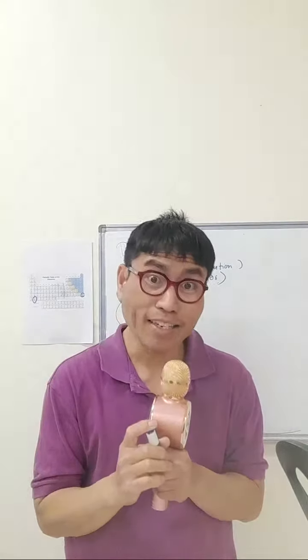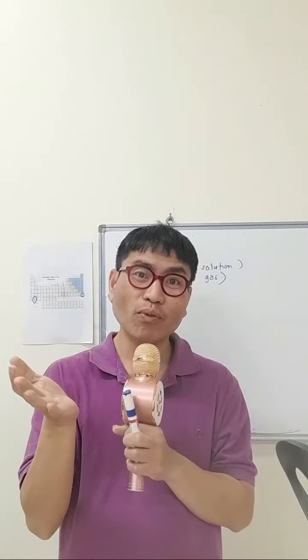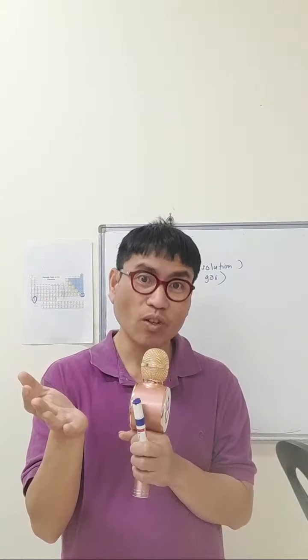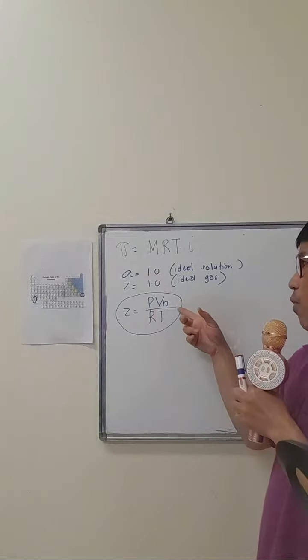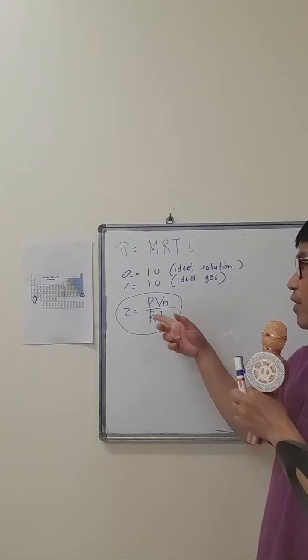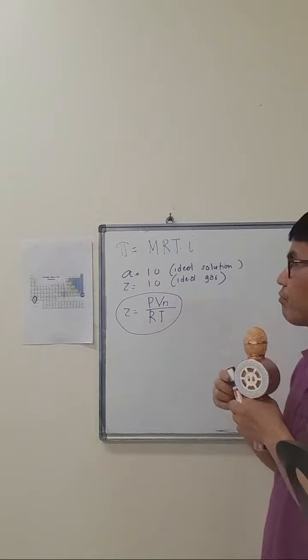So that is a problem for us. The best thing to compute whether it is an ideal gas or not is to use the compressibility factor: Z equals pressure times the molar volume over the universal gas constant times T. Okay.